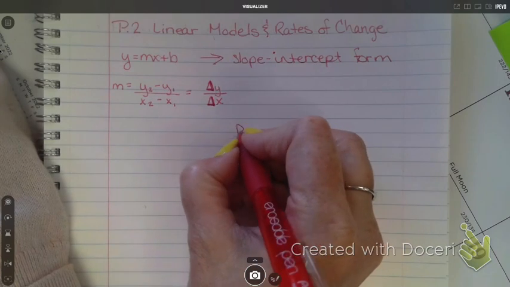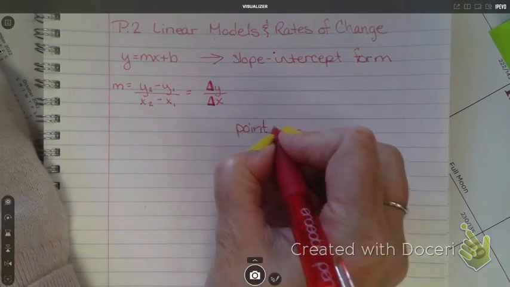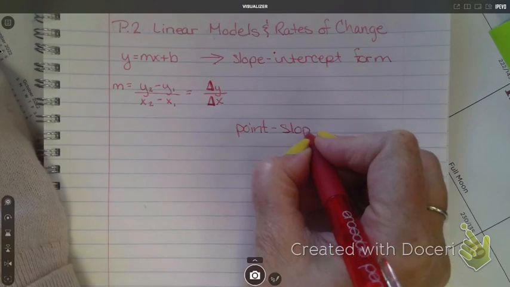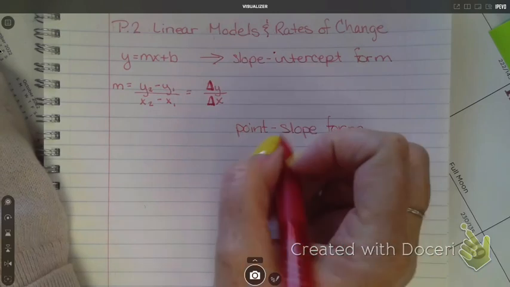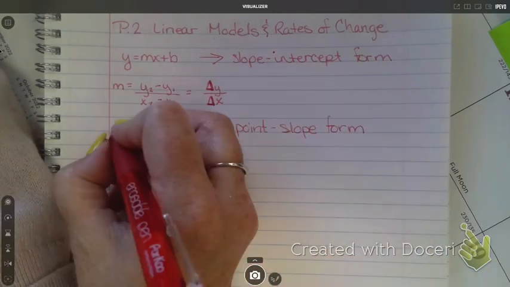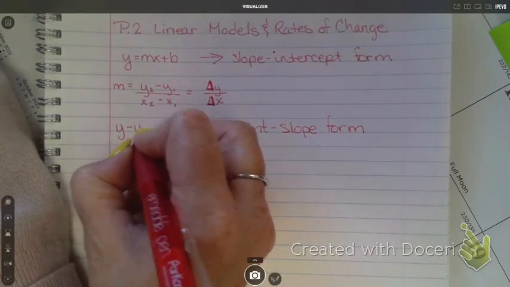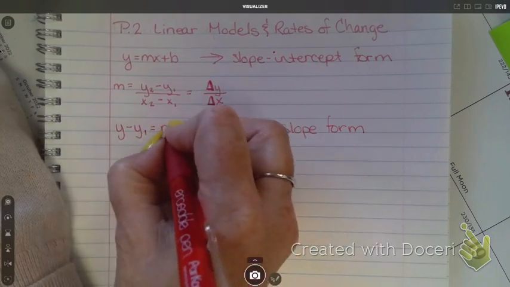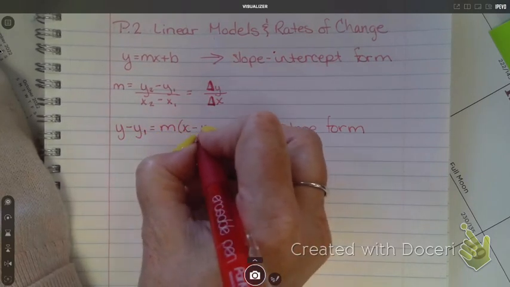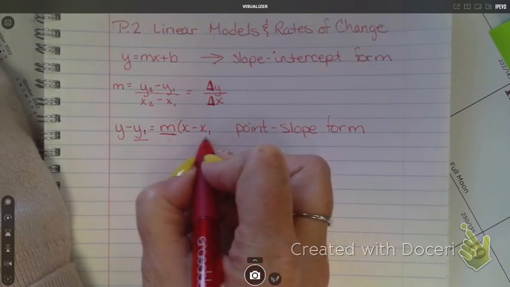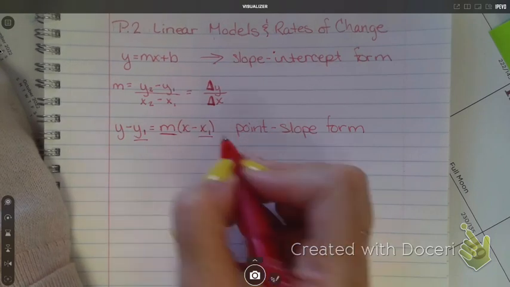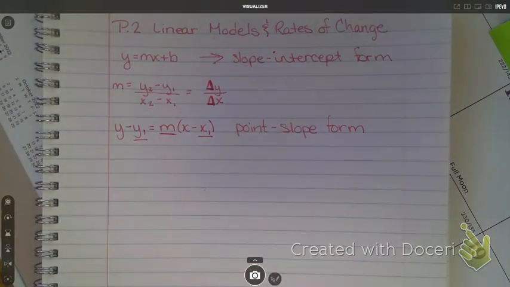What about point-slope form? It's y minus y1 equals m times the quantity x minus x1. Because I need a point and a slope. We have our slope and our point. Our equation has an x and y in it, so we don't fill those in. This is the big kid equation.